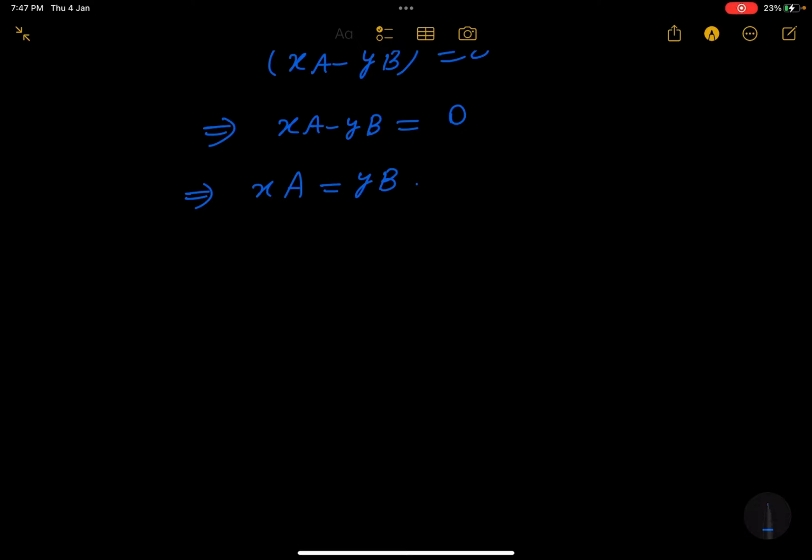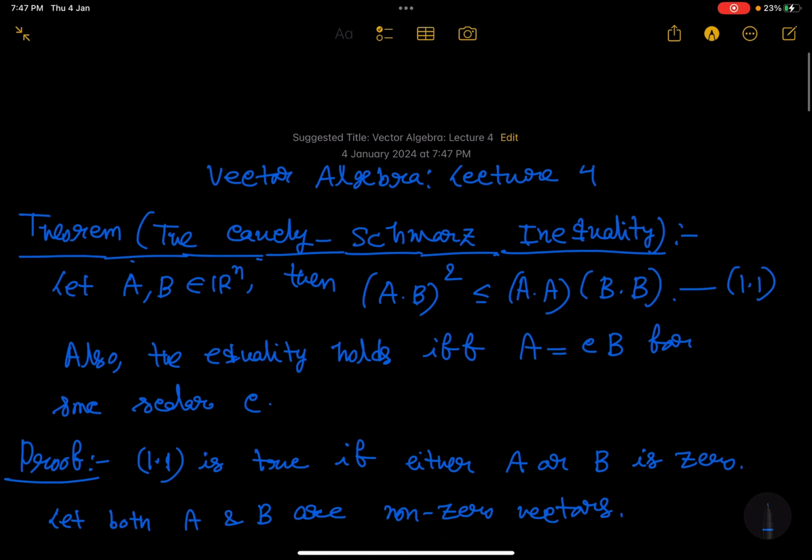So we'll stop here. In the next lecture we will define the length of a vector. Also we'll prove another important inequality called the triangle inequality. This is lecture 4.